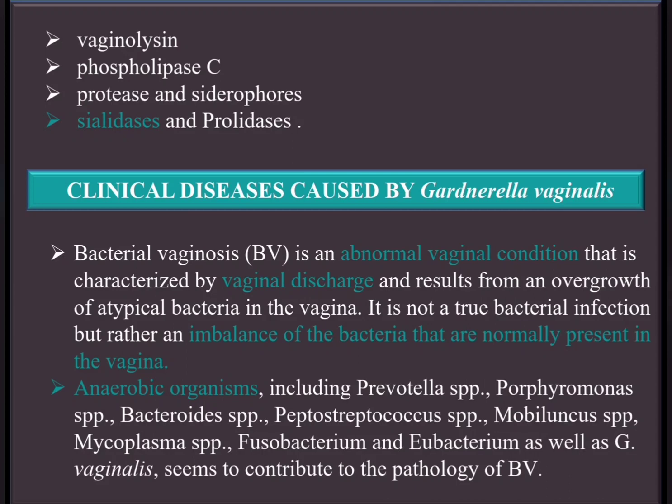Clinical disease caused by G. vaginalis. Bacterial vaginosis is an abnormal vaginal condition that is characterized by vaginal discharge and results from an overgrowth of atypical bacteria in the vagina. It is not a true bacterial infection but rather an imbalance of the bacteria that are normally present in the vagina. These anaerobic organisms contribute to the pathology of bacterial vaginosis.